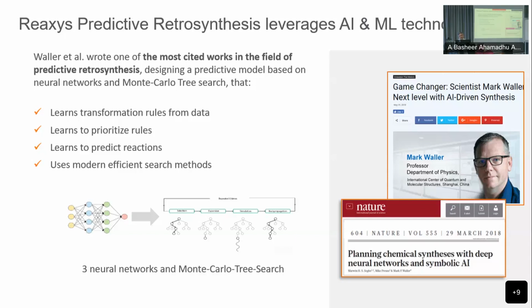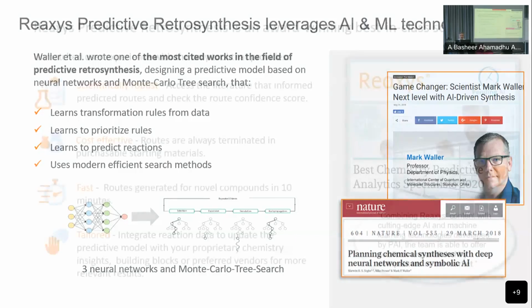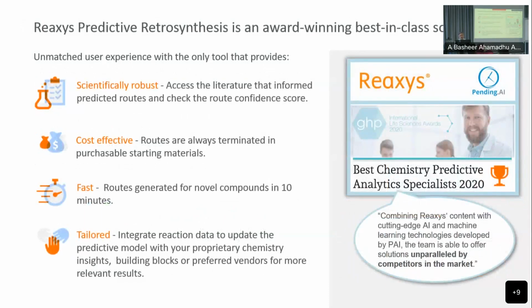From the single-step reactions, we have auto-extracted the rules and then applied these neural networks and Monte Carlo search for a particular compound to get to the starting materials which are commercially available, to provide the retrosynthesis. We were awarded for that in November 2020 by GHK Life Sciences for this innovative predictive retrosynthesis tool.